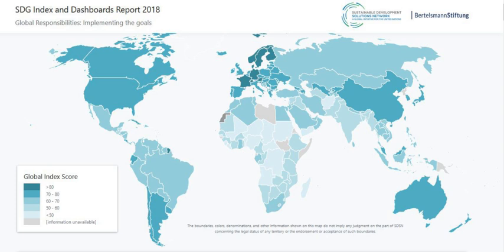Topic: Goal 9, Industry, Innovation, and Infrastructure. Topic: Build resilient infrastructure, promote inclusive and sustainable industrialization, and foster innovation.